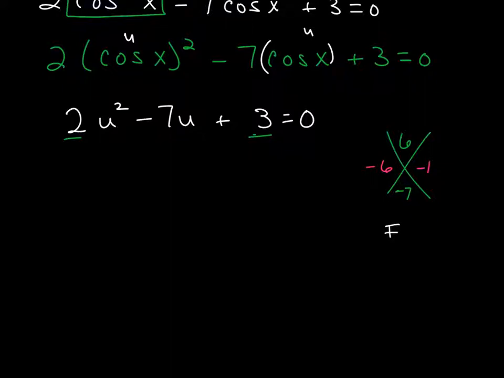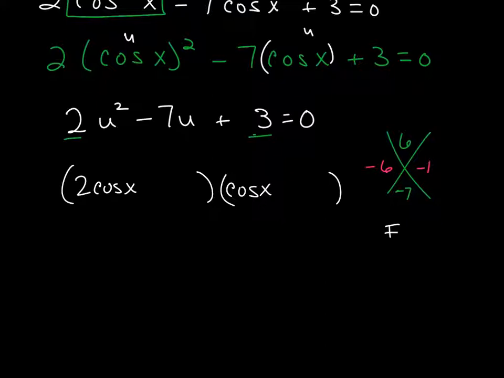So when I set pieces up, it's my first term. Now, if I look at my first term here, it is just 2u squared, or 2 times the cosine of x times the cosine of x. When I multiply those together, that will give me 2 cosine of x squared.